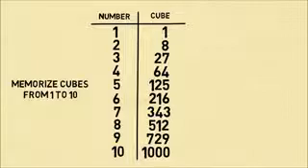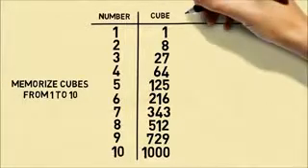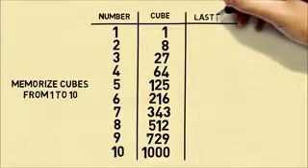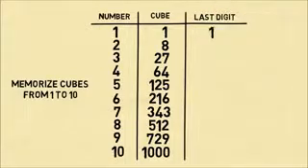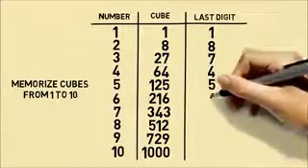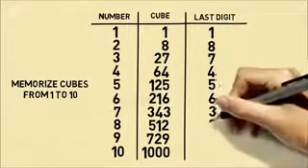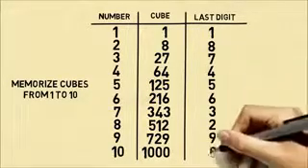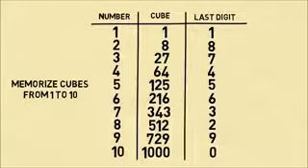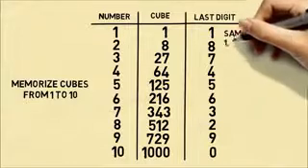Now once we've written down these cubes, I want you to focus on the very last digit of the cube. What's important is that each of these 10 numbers ends in a different last digit, and that'll be very important to doing this trick. So this will be another thing you have to memorize. When you memorize these 10 cubes, you should also remember the last digit.